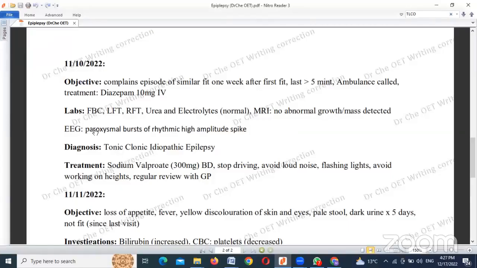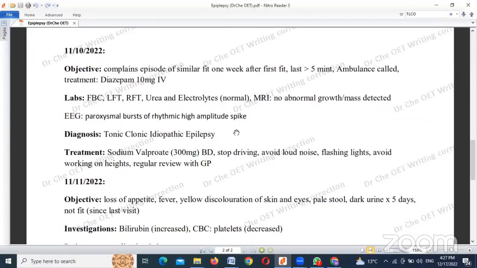EEG shows paroxysmal bursts of rhythmic high amplitude spikes. The diagnosis at that time was tonic clonic idiopathic epilepsy. Then you have given the treatment, sodium valproate. You advise the patient to stop driving, to avoid loud noise, to avoid flashing lights, and to avoid working at heights. And we advise the patient to regularly review with his or her GP.